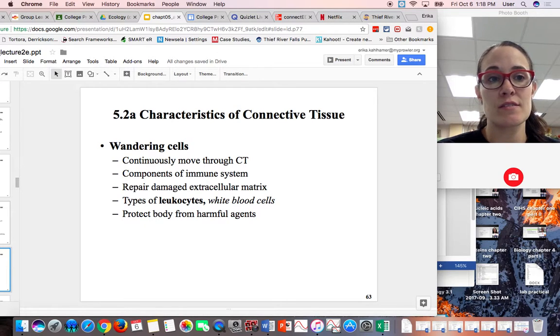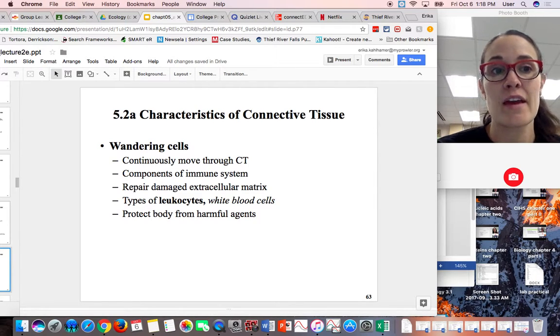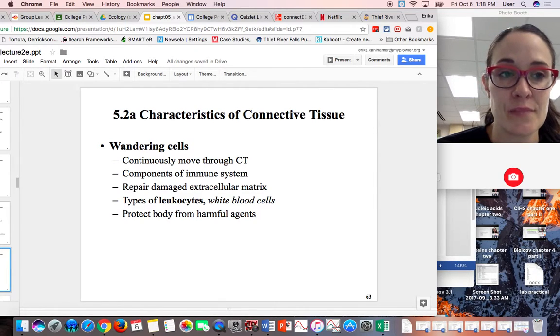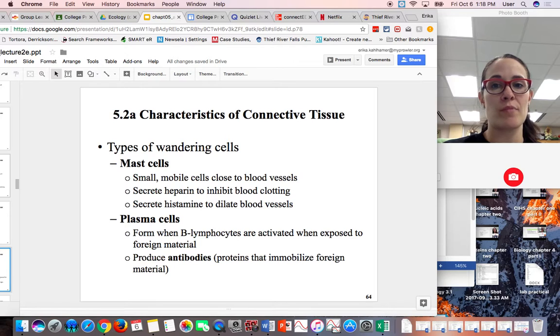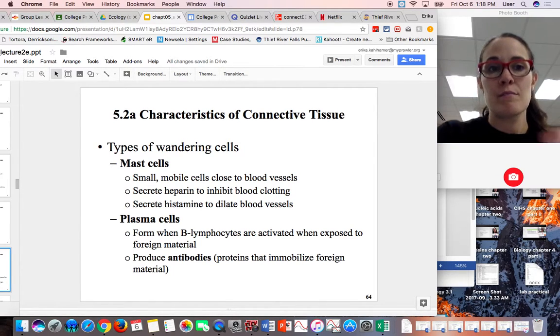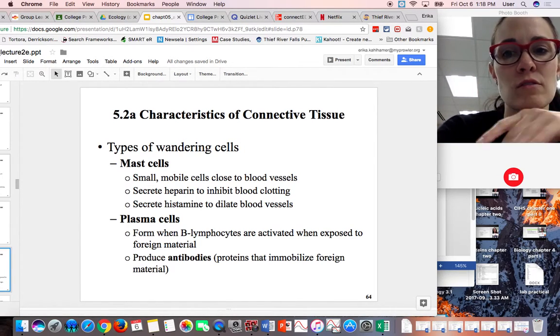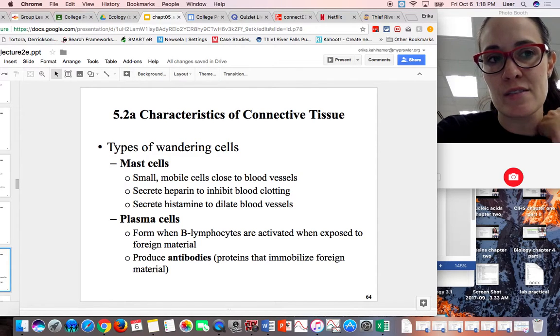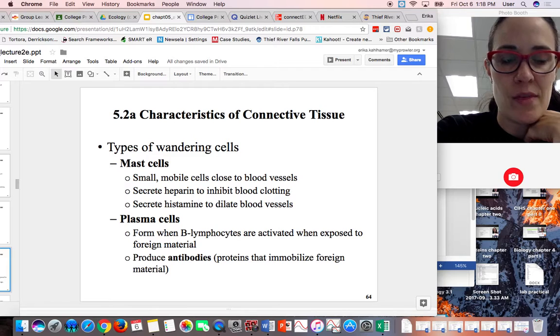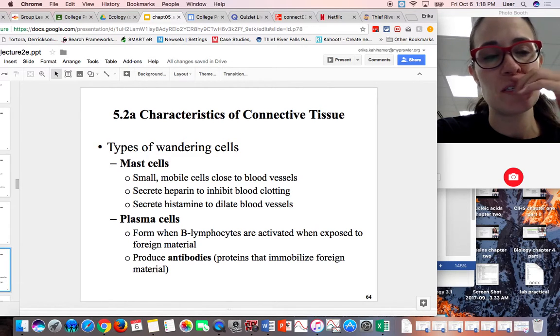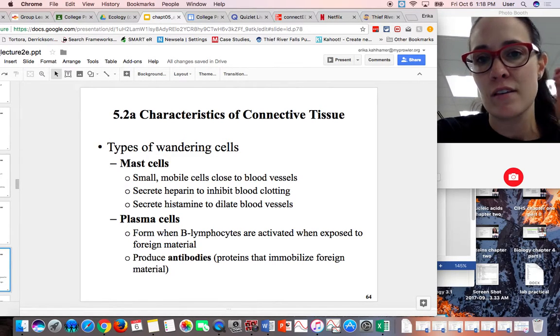Wandering cells do what you think they do. They continuously move through the connective tissue. They are cells of the immune system. They come in to repair things when needed. They are leukocytes or white blood cells. So mast cells, which we'll talk about. Don't worry about learning all the details of these wandering cells right now, because in the immune system, we will talk about them in detail. But they're all immune system cells, so they come in, leave.